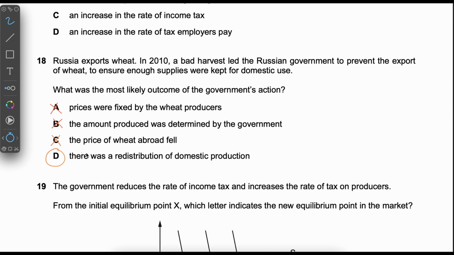There was a redistribution of domestic production. Okay, if you can separate in your mind farmers that are producing wheat specifically for export and farmers producing wheat specifically for domestic consumption, there would have been some sort of redistribution of domestic production. The wheat farmers would have rearranged something because now there's less exports and more domestic consumption. So the farmers would have had to rearrange something to make that possible. Okay, so the answer for 18 would be D.